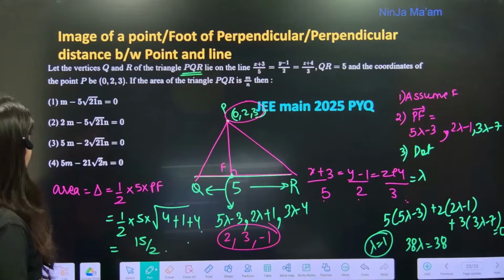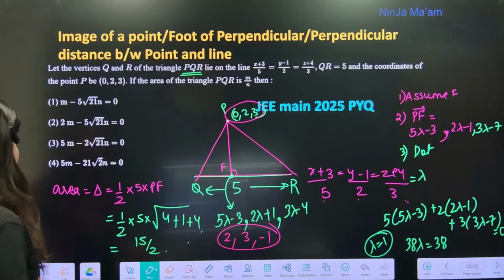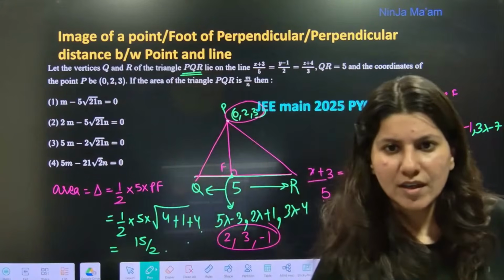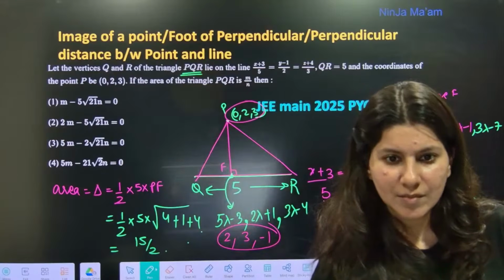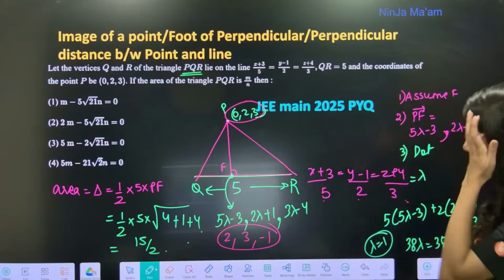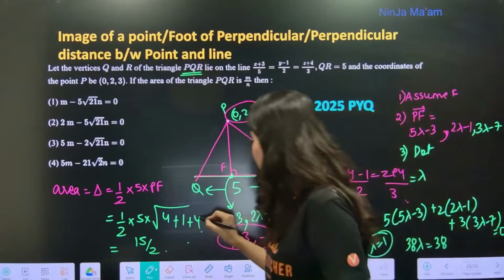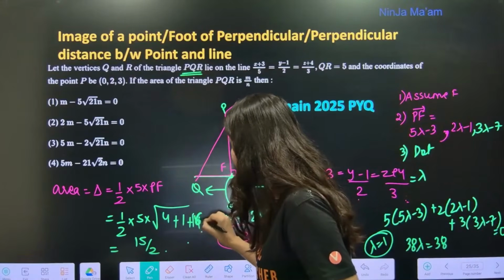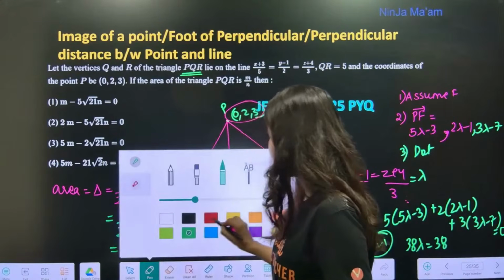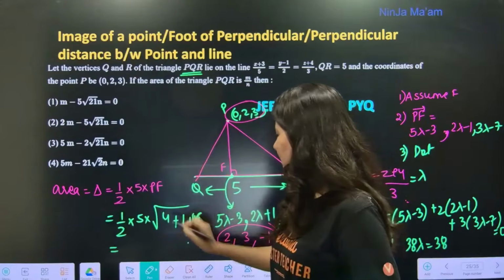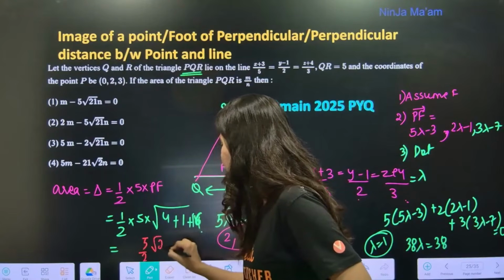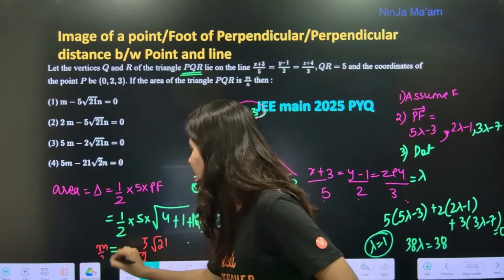So 15 by 2. But why are they writing this thing? Let me check. Area is coming out as 15 by 2. Correct? Not like that. Sorry. 3 plus 1, 4. So 16. This is 16. Okay. So area is slightly, I have to change now. 16 plus 4, 20. Root 21. 5 by 2. Root 21 is your m by n.